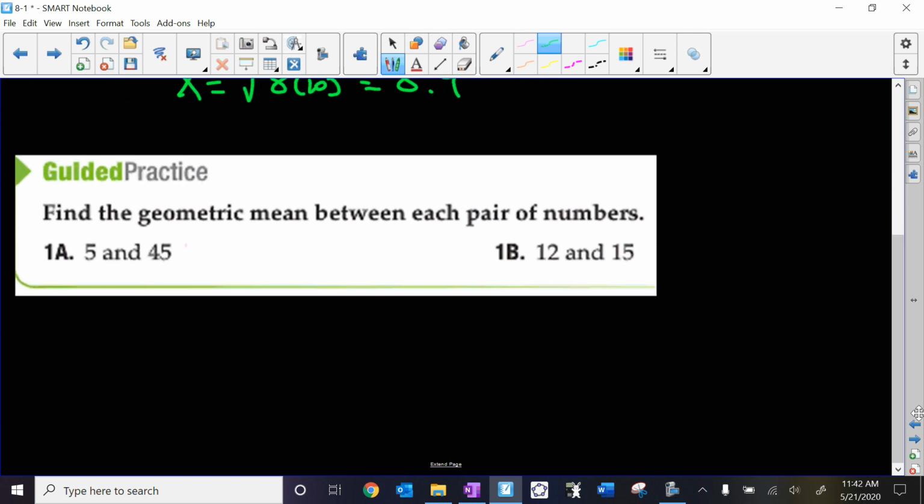I'll give you one more. Just looking at 1a, I'm going to say let's just do the positive square root portion. So we're going to say x equals the square root of 5 times 45. And when you plug that in, you get exactly 15. If it does come out to a decimal, just go to the nearest tenth.